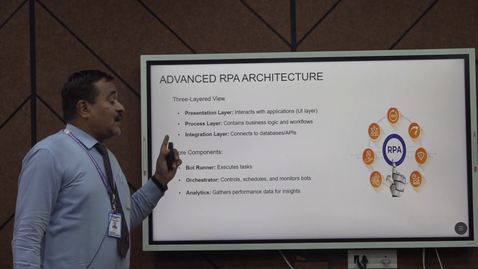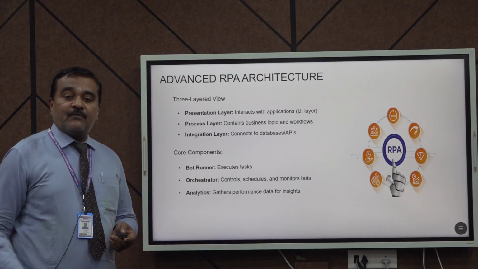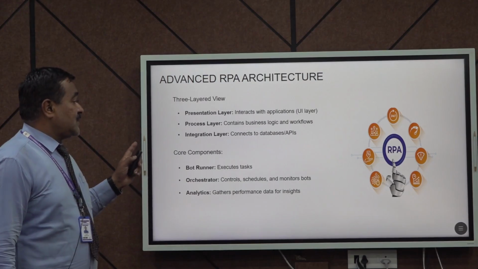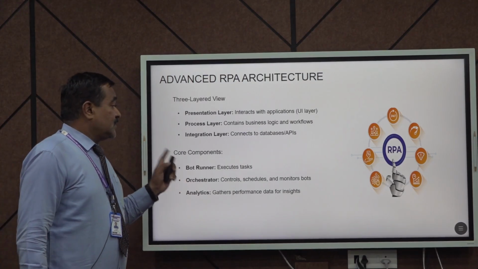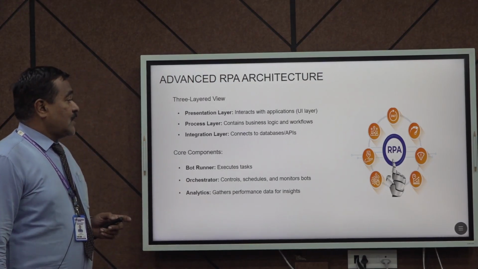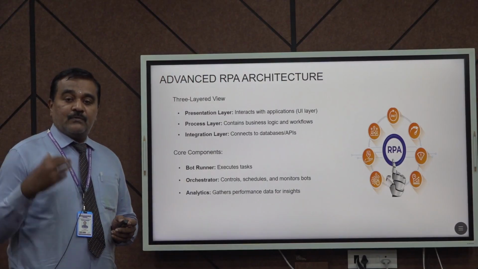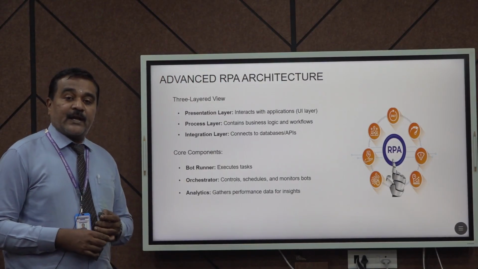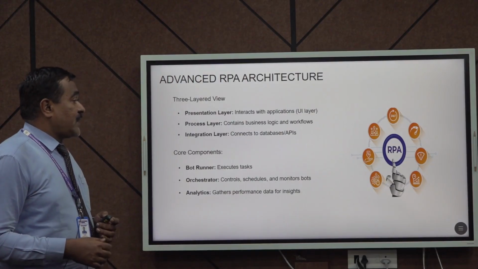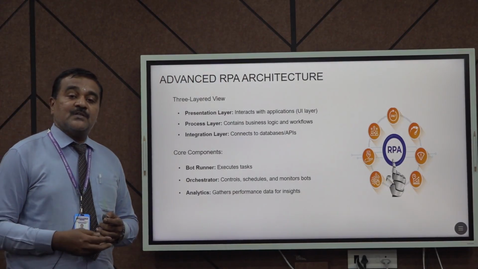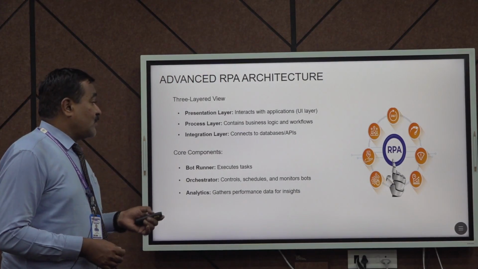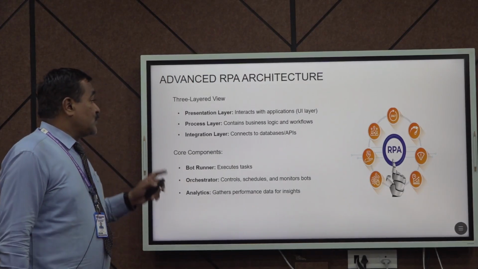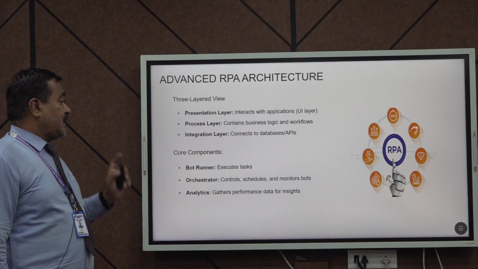There is a 3-layered architecture for the advanced level. The first one is the presentation layer, the second one is the process layer, and the third one is the integration layer. Normally the presentation layer is used to directly observe the data and decide what kind of applications we need to connect. The second one is the process layer, which decides what level of business logic we need to involve, and the third one connects to the database and application process. That's what we are using: the presentation layer, process layer and integration layer.